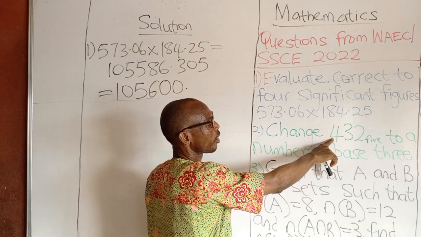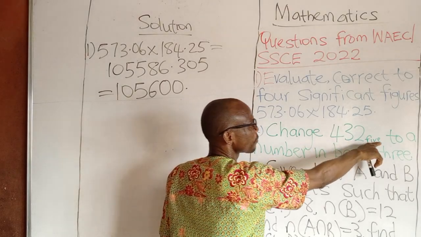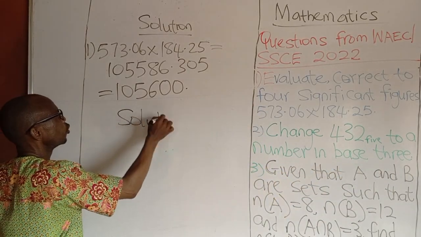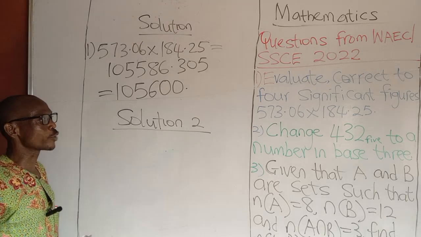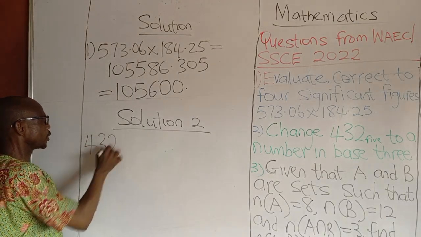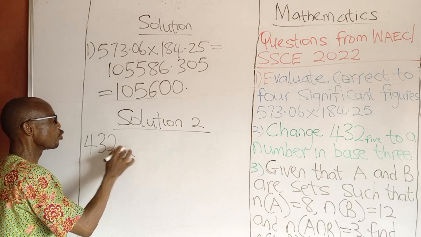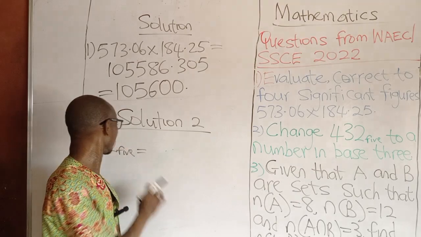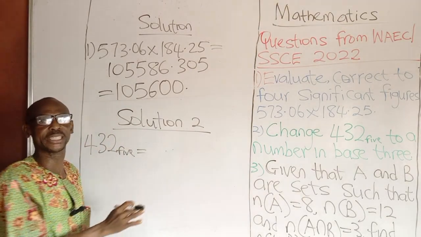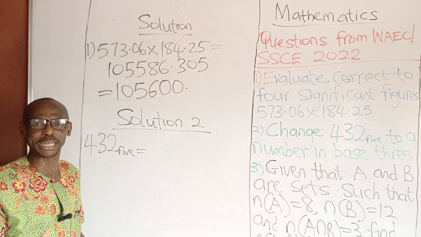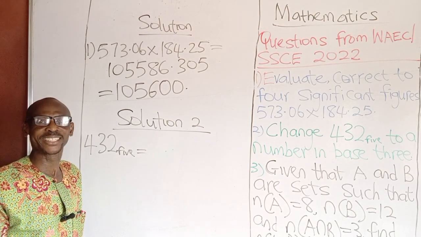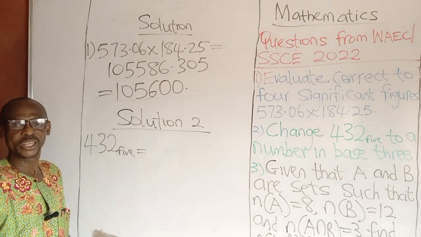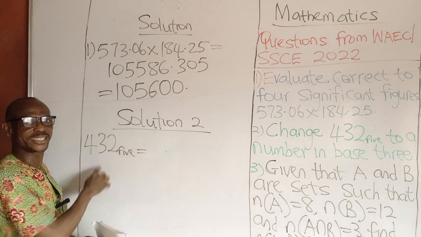The second question says we should change 432 in base 5 to a number in base 3. This is solution 2. When you are given a value 432 in base 5, you are asked to change it to base 3. The first thing you do is to change this value first to the normal base. Our normal base in mathematics is base 10. So we convert this first to base 10 and change it to base 3. How do we convert this value now to base 10?